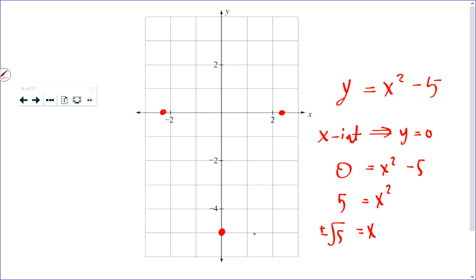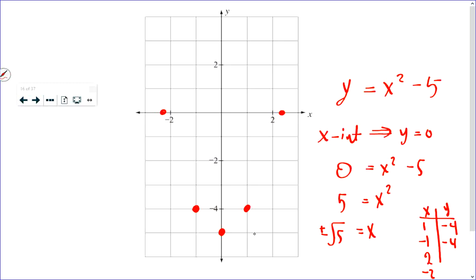We could put in more points, right? I could make a little mini table of values here, and I could look at 1 for x. And if I put 1 in for x, I see that I get negative 4. And if I put negative 1 in for x, I see that I also get negative 4. So we also have these 2 points. I could put in 2 and negative 2. And you should be thinking about this as well. I'm putting in 2 for x. 2 squared is 4. 4 minus 5 is negative 1.